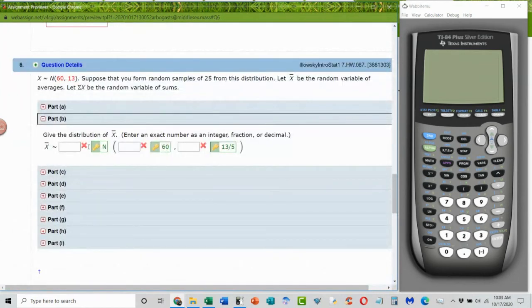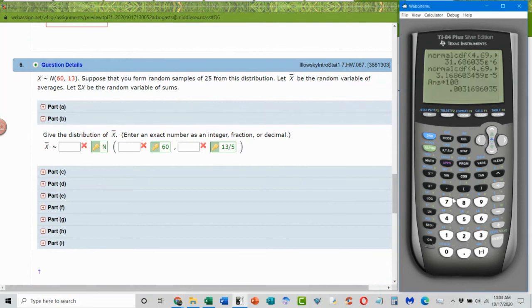So what is the distribution of X bar? Well, it's normally distributed, has the same mean, and the standard deviation is the standard deviation divided by the square root of n. So however you want to write that is perfectly fine.